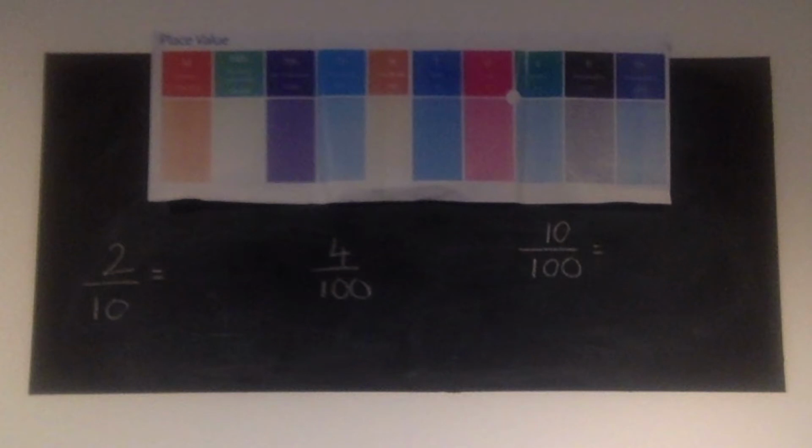I'd now like you to pause the video and have a go at writing these fractions as decimals. So you have 2 tenths, 4 hundredths, and 10 hundredths. Use the place value grid to help you.